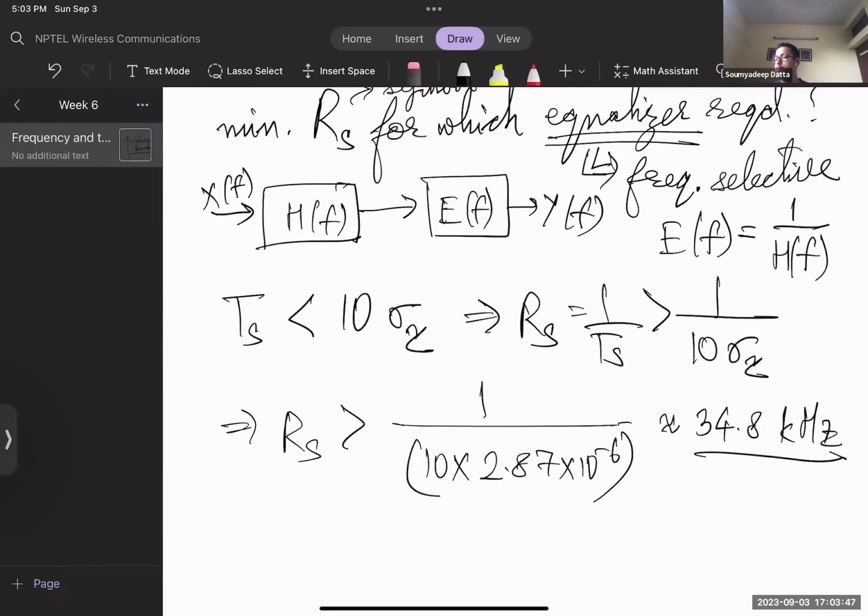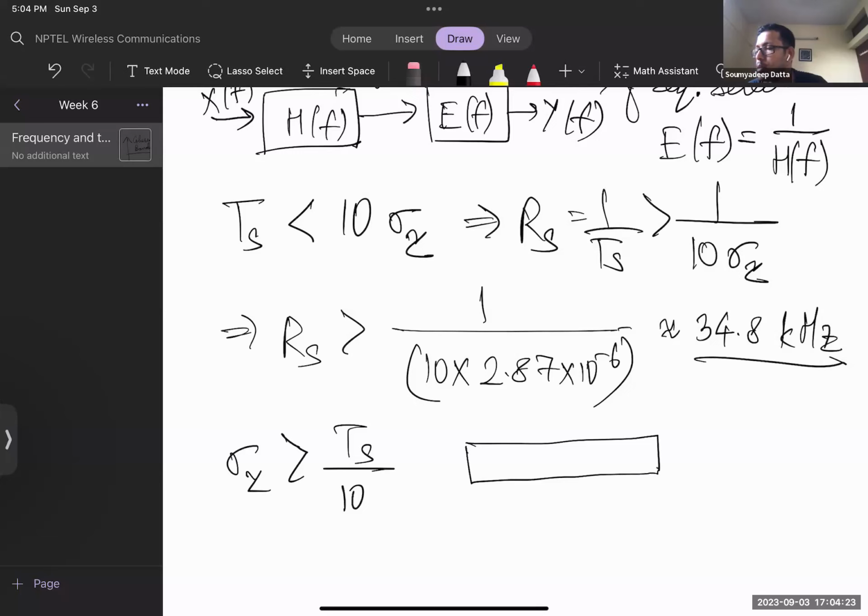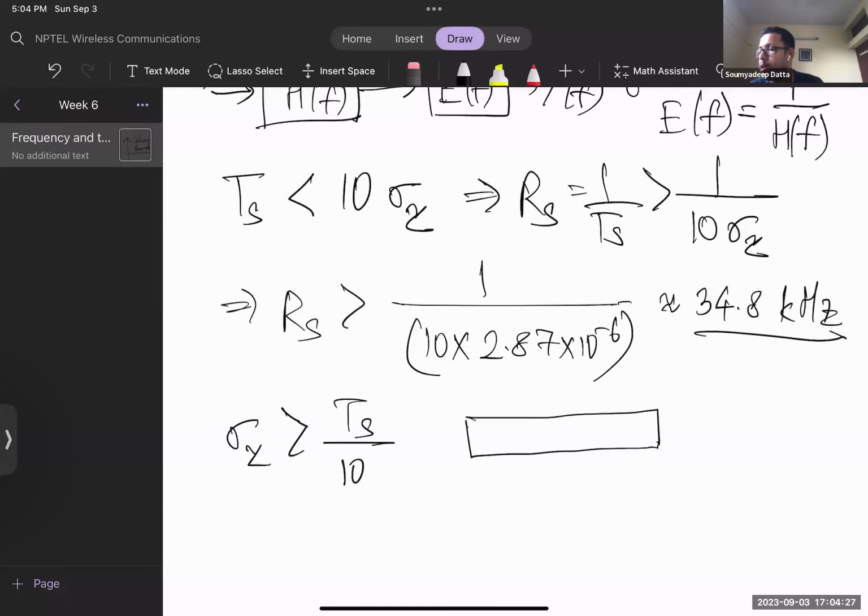see, if delay spread is high, sigma tau greater than Ts by 10, which means that you are sending one signal and you are sending another signal, let's say, with some delay from the second path. So at the receiver, you are combining signals coming from two paths, one coming here, another coming here. So you will have interference.